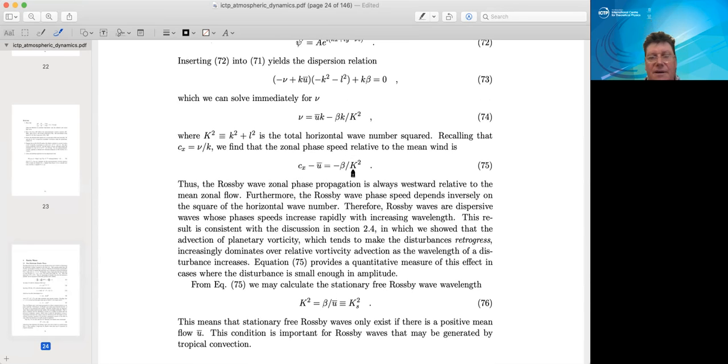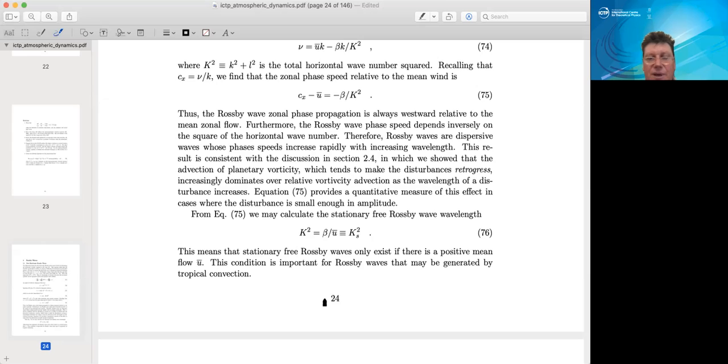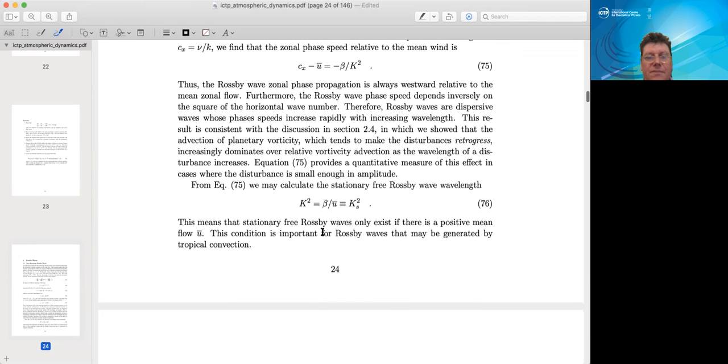And the wave number that we can define, the square of the wave number, is then beta over u bar. This is a very important result because it tells us that a stationary, in this case Rossby wave, can only exist if we have a positive mean flow. When there's zero or negative mean flow, stationary Rossby waves cannot exist. So this is a property that in dynamic meteorology and in climate dynamics can be very useful, because we need this mean flow in order for stationary waves to exist. Otherwise, the waves propagate. There's nothing we can do. So this is a very useful quantity. Stationary wave.